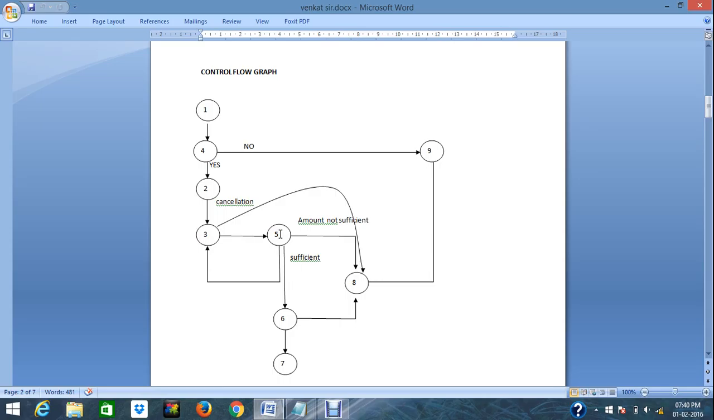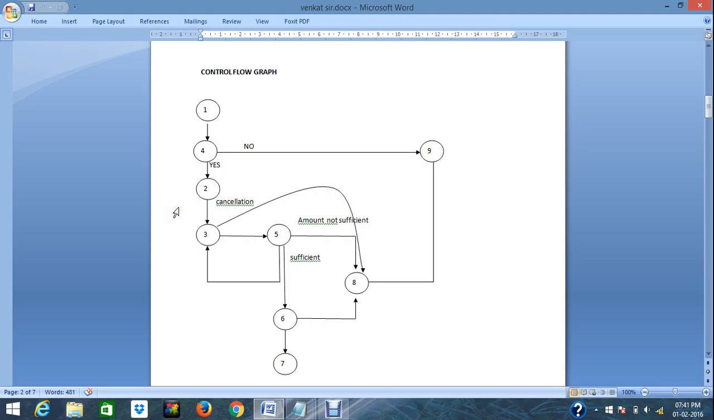If the amount after summation is equal to the required amount, then it will directly go to product disperse. The product will be dispersed. After that, the receipt will be generated. In case the amount is not at all sufficient, then it goes directly to cash disperse. The amount entered by the customer will be dispersed and it goes directly to the termination stage.